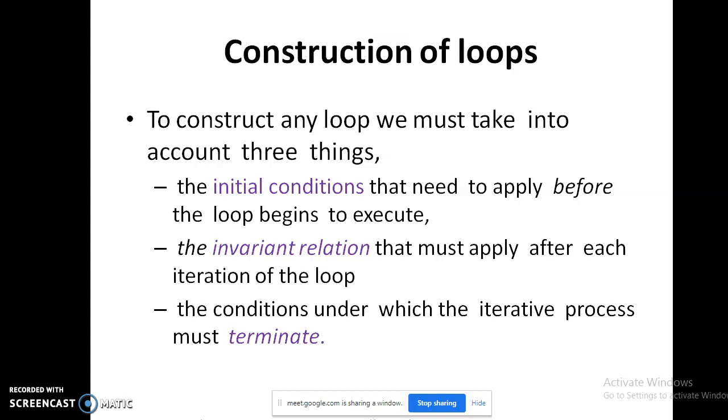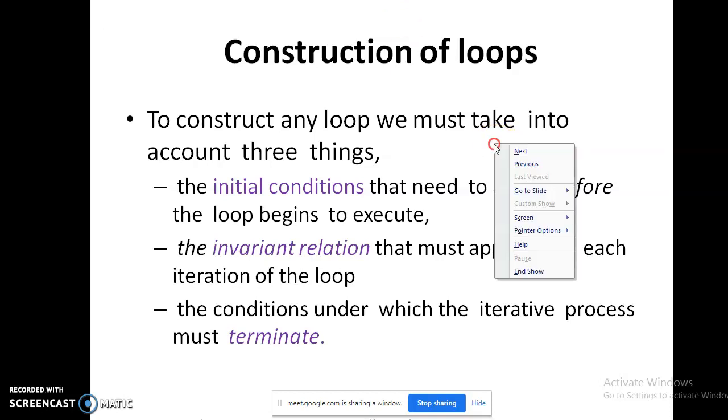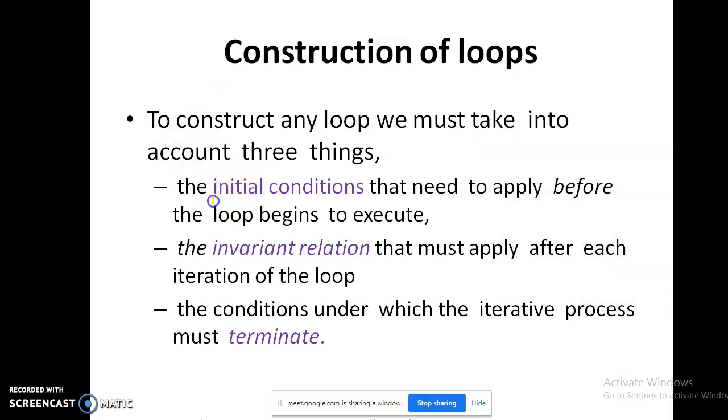Construction of loops. Here, how are we going to construct loops? Already we know about for, while, and do-while. Those three loops always have these three conditions: initial condition, invariant relation, and terminate condition.